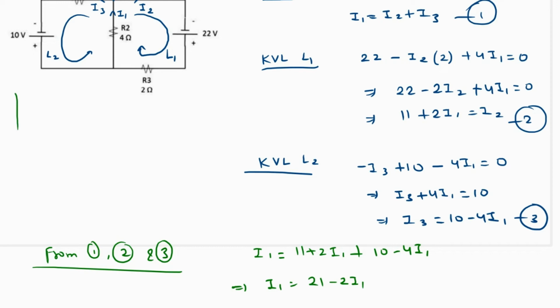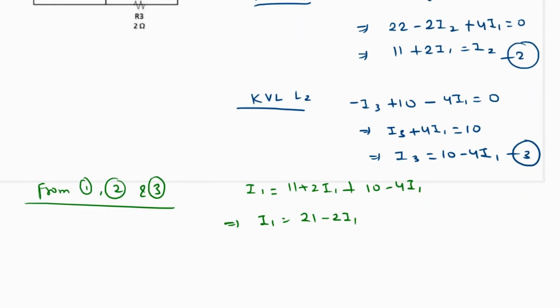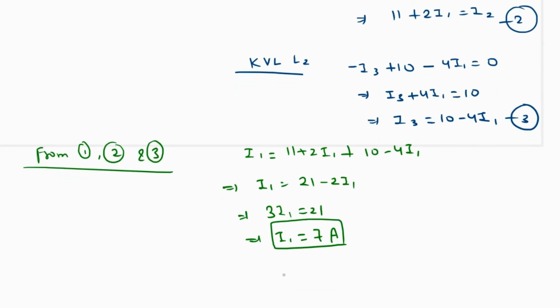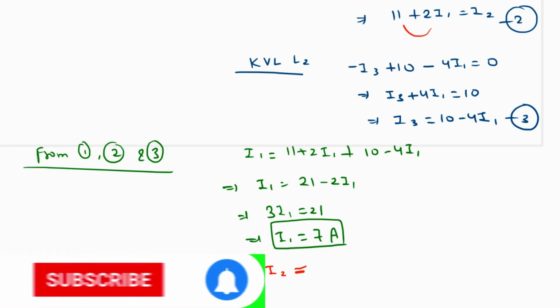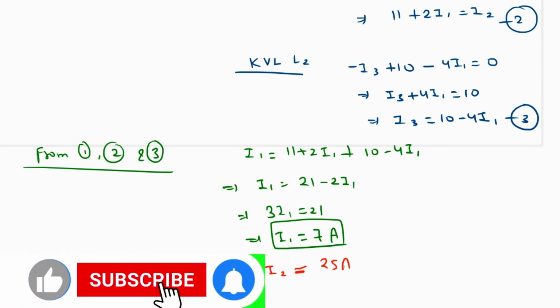Adding 2 I1 to both sides, we have 3 I1 is equal to 21. So I1 will be 7 ampere. And since I1 is 7, it means that we can easily find I2 and I3. So I2 will be equal to 7 times 2, which is 14, plus 11, which is 25 ampere.